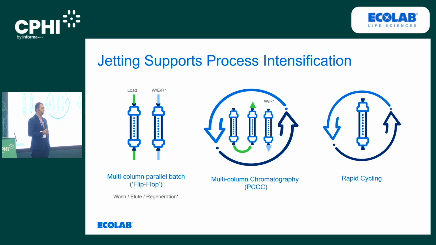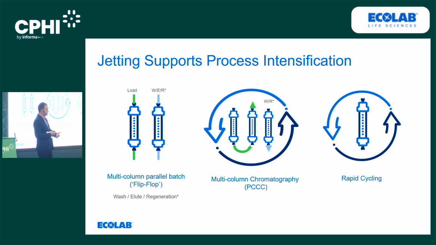There are many ways that you can intensify your process. You can use, for example, a multi-column parallel format where you load a column, and when that column has been fully loaded, you pass it to the rest of the steps, and then you take the other column and start loading it. Normally the loading time is the step that takes longer in a chromatography process, mostly for the capture step. So in that way, you save time because you don't need to wait for the column to be loaded again to start the remaining steps in the process.